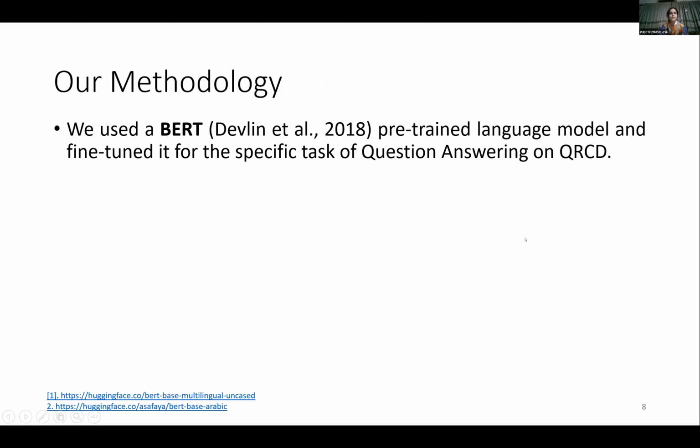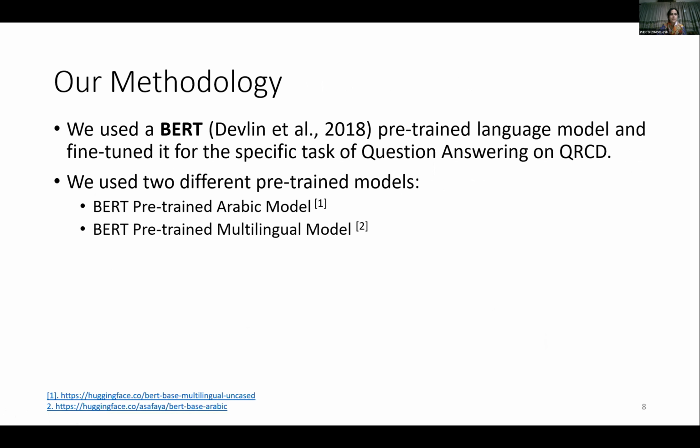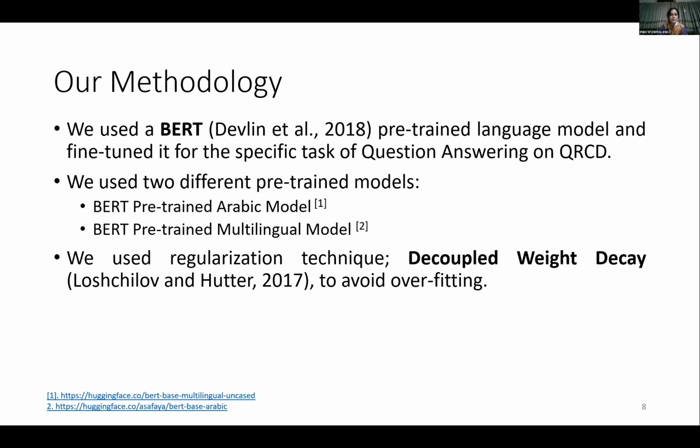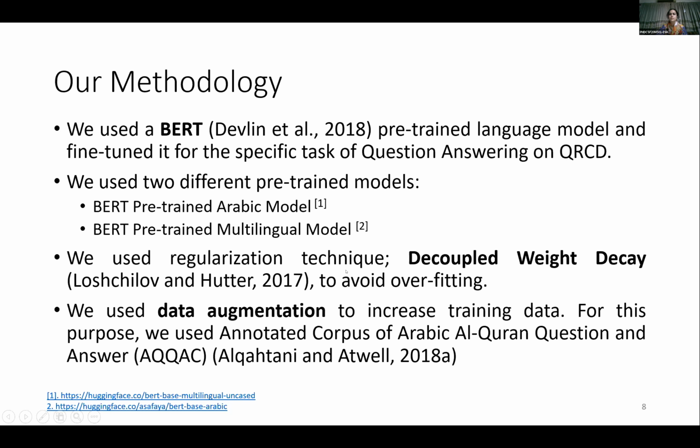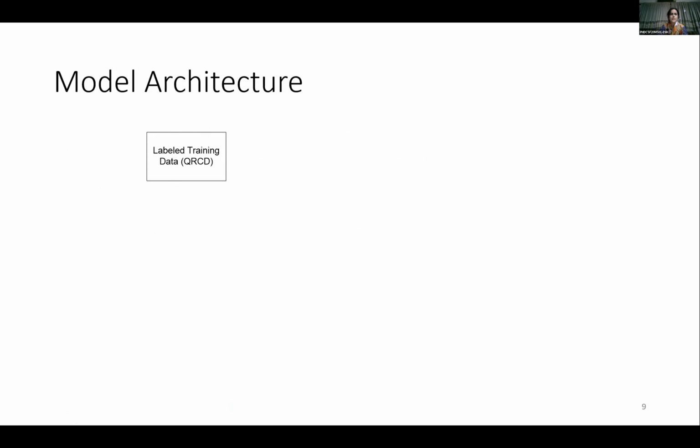In our methodology, we used BERT as a pre-trained language model, and then fine-tuned it for the specific task of question answering for QRCD. We used two different pre-trained models. One was trained on a purely Arabic language corpus, and the other was a multilingual model, trained over 102 different languages. We used regularization techniques like decoupled weight decay and data augmentation to avoid overfitting and improve the general results. Here's the model architecture.